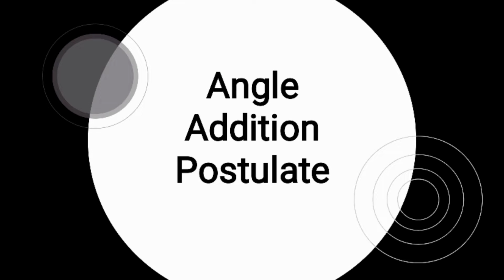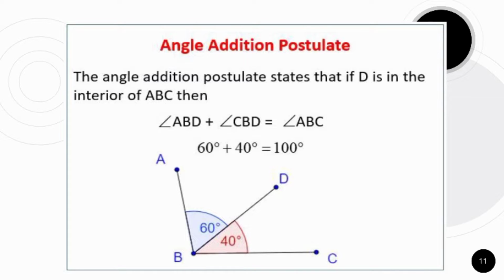Another important concept is the angle addition postulate. It states that if D is in the interior of angle ABC, then angle ABD plus angle CBD equals angle ABC. To further understand, we assign values. Angle ABD is 60 degrees, and angle CBD is 40 degrees. We calculate the sum, resulting in 100 degrees, which also corresponds to our angle ABC. So that is the angle addition postulate.